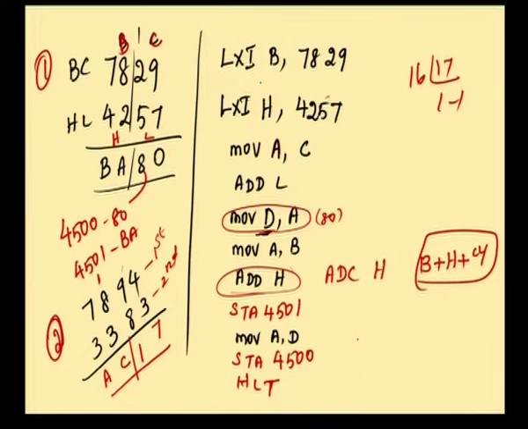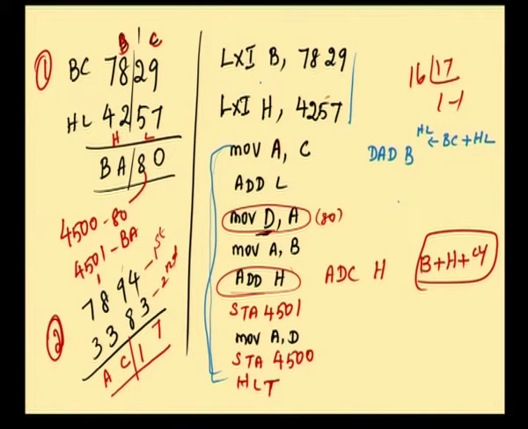Now, I will explain how the same program can be replaced by using the 16-bit addition instruction. What is the name of that? DAD instruction, right. So, first, as usual, we have to initialize these two: LXI B, 7829, then LXI H, 4257. After that, instead of using these kind of instructions, I am writing DAD B. DAD B represents that the BC register pair is added with the HL register pair, and then the result is stored in the HL register pair.